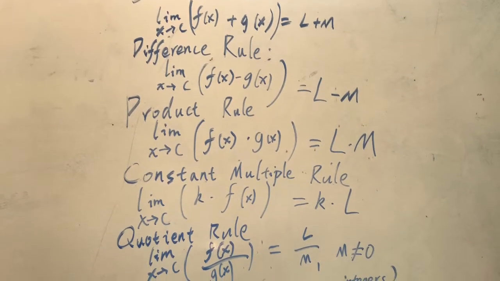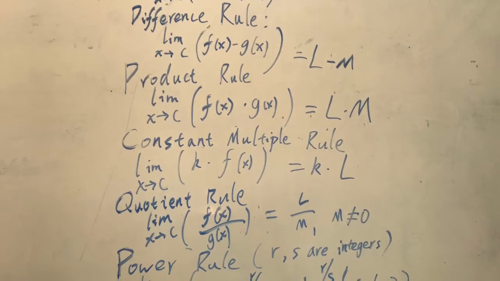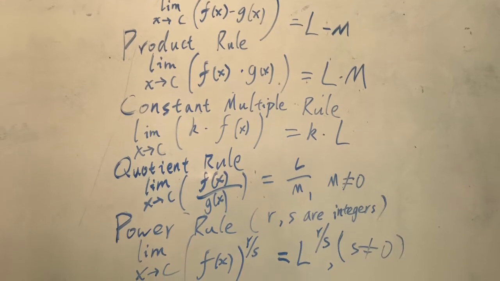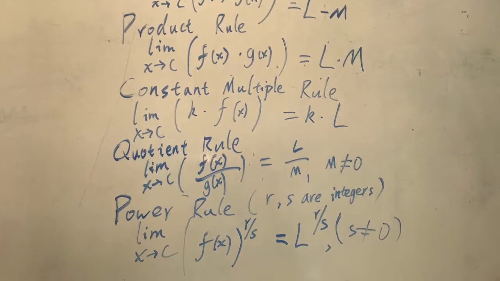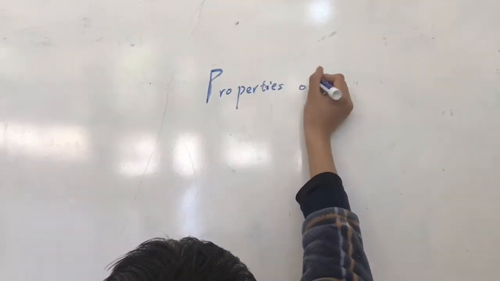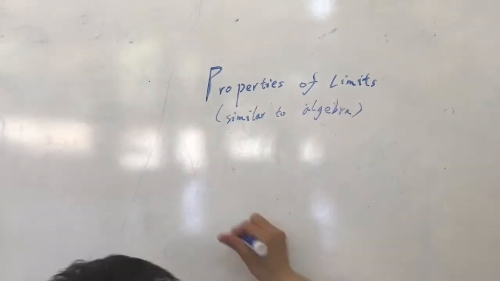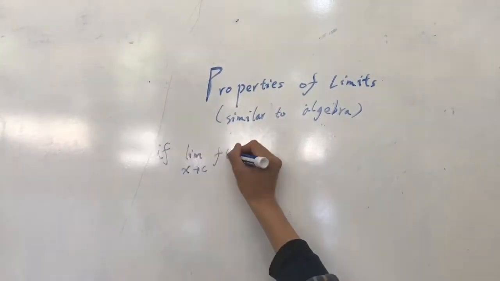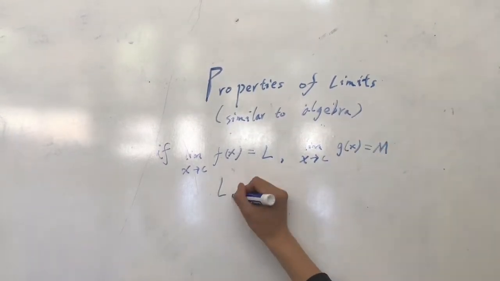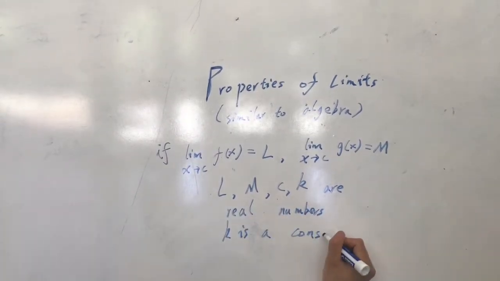Now let's take a look at the properties of limits, which help us calculate them. This is extremely important. However, they will be reinforced and restated later in the video, so I hope you guys can remember it without the need to take notes. The way we calculate limits is actually quite similar to the properties we use in algebra. First, let us assume that the limits of f of x and g of x at the point x equals c are respectively L and M. L, M, c, k are all real numbers and k is a constant.